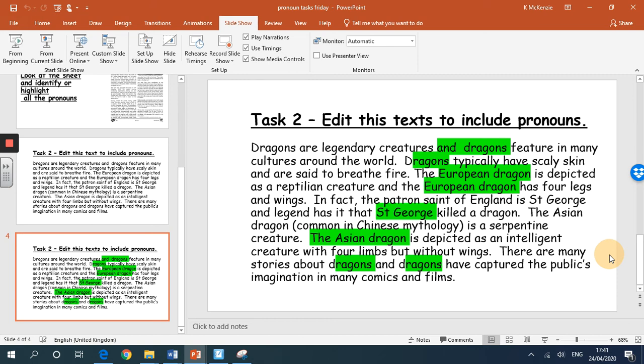So there are many stories about dragons. I'm going to keep that one. And they, again, they is more than one pronoun. They have captured the public's imagination in many comics and films. So that sounds a lot better now. I'm really happy with that because I'm not repeating myself, but I'm making everything really exact with my writing and my pronouns. Great stuff. Well done, Year 4.